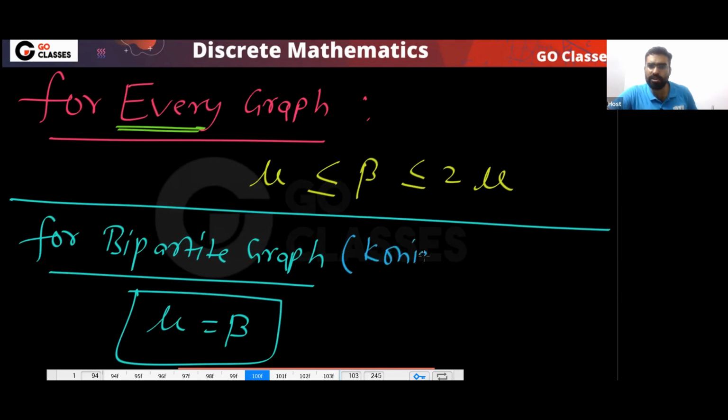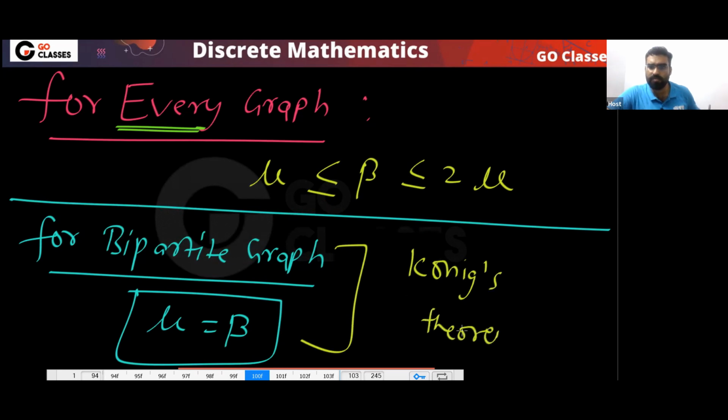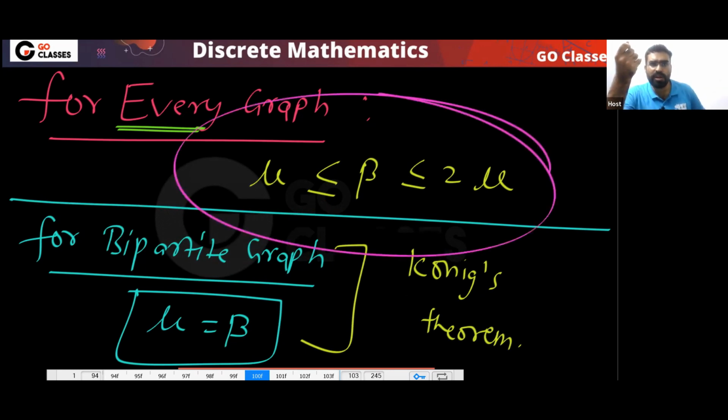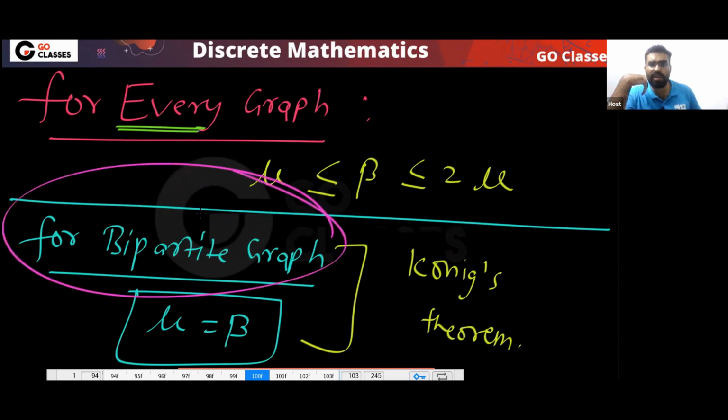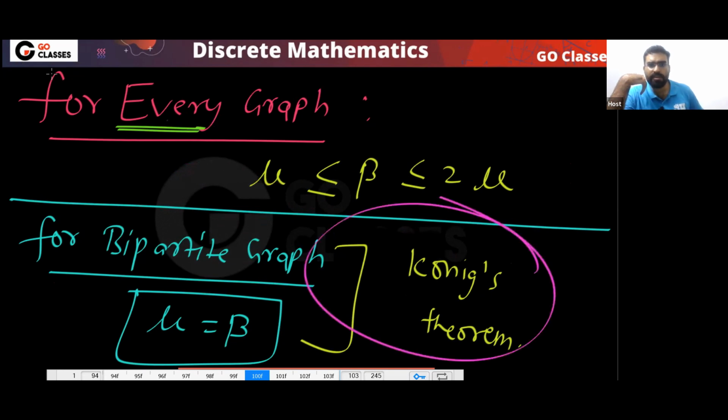And this is known as Koenig's theorem. Is the statement clear? For every graph, we have already seen that the matching number mu is less than or equal to beta, and beta is less than or equal to 2 mu. For a bipartite graph, they will be the same.